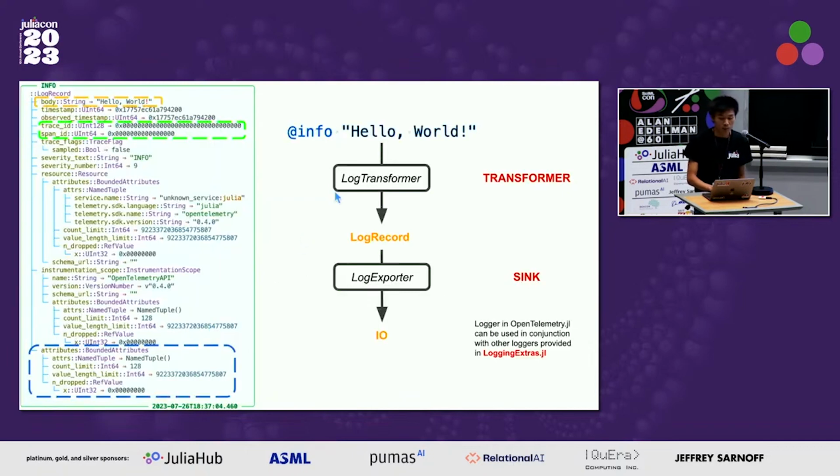We can take a deep look into what's happening under the hood. So when we are printing the info message, first it will be applied to a log transformer and transformed into a log record in the left picture. And then the log record will be applied to a log exporter and sent to I/O. So if you are familiar with LoggingExtras.jl, you can think that the log transformer is just a concrete implementation of the transformer, and different log exporters are just the sinks.